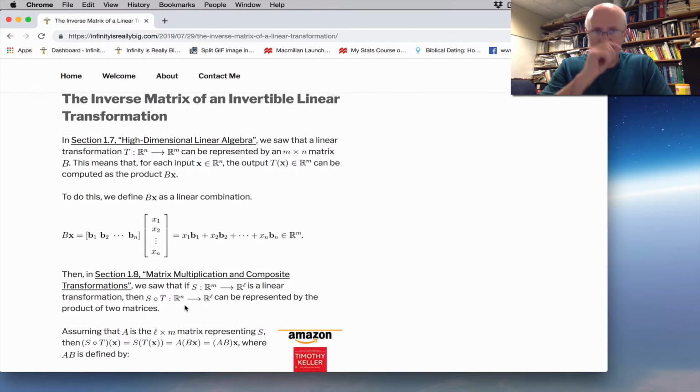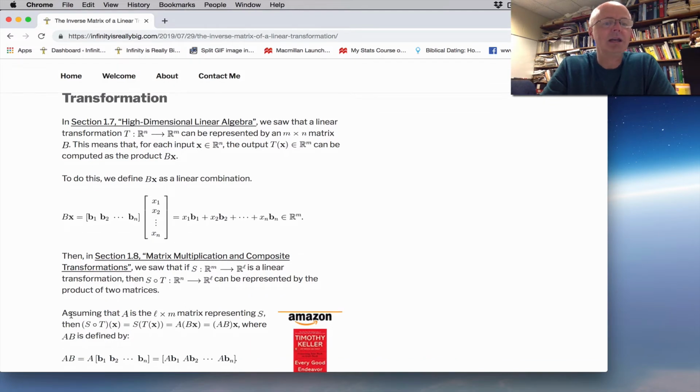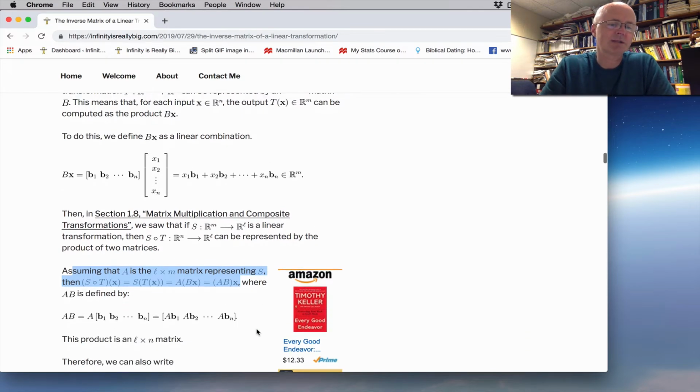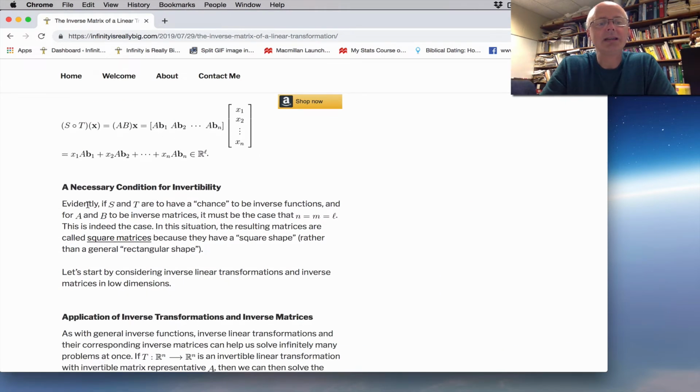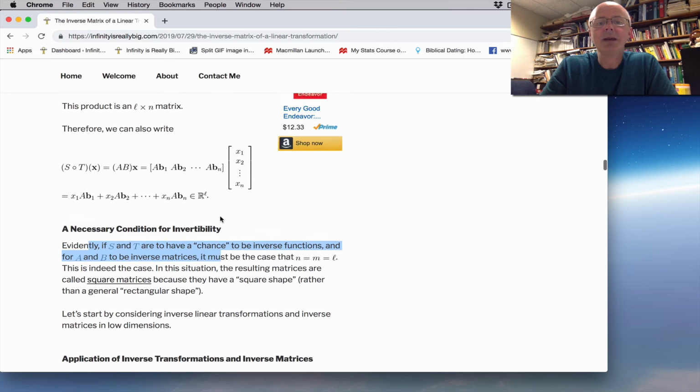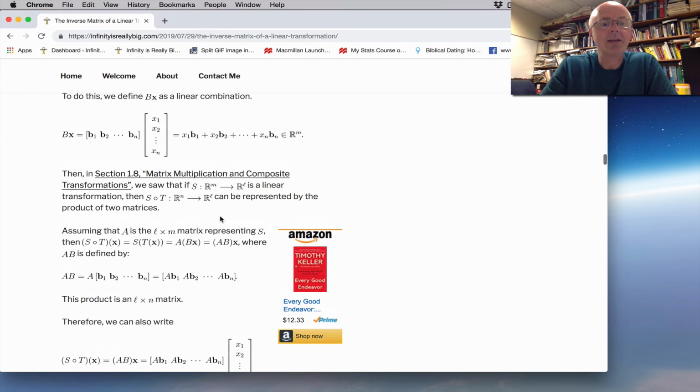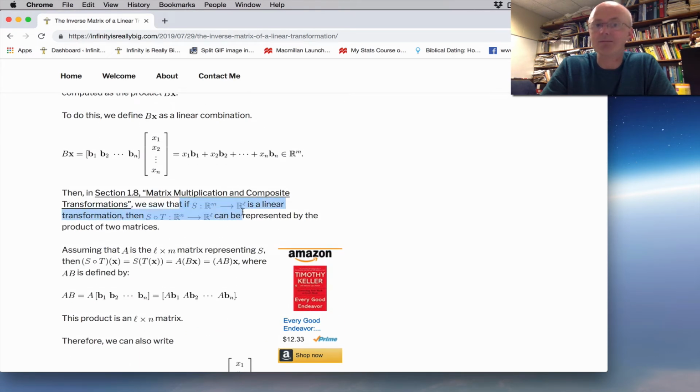Now we're getting into linear algebra, and thinking first of all in this section about reminding you what matrix multiplication is and how it's related to function composition. Here again is the key equation: you want the matrix multiplication to be defined to match the function composition. So this section is just review, and based on this review, in order for S and T, when you compose them, to have a chance to be inverse functions, and their matrices A and B to be inverse matrices, these matrices and these functions and these domains and codomains have to all have the same dimensions.